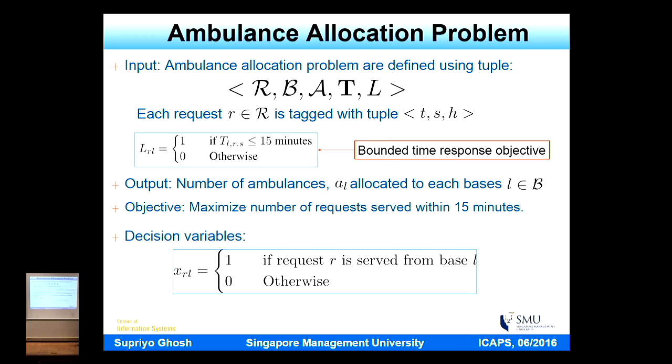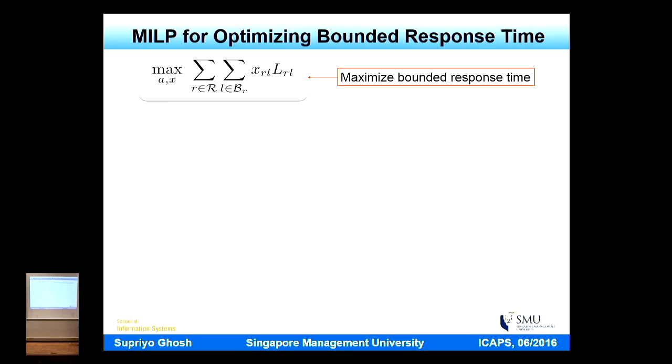So with those inputs, our goal is to find the allocation of ambulances to each of the bases such that we can maximize the number of requests that are served within a threshold time. To do that, we have employed the following decision variables. Here X_R,L is a binary decision variable which is set to 1 if request R is served from the base L. So the objective of our MILP is to maximize the number of requests that are served within 15 minutes.